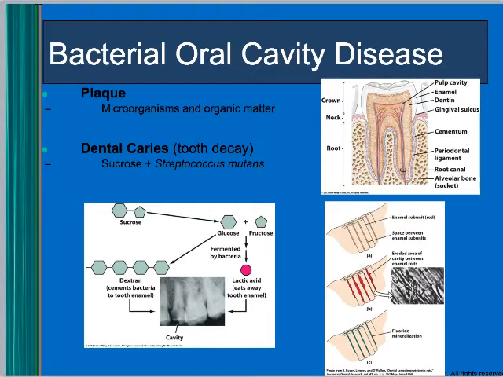We're going to start with talking about plaque. So basically, plaque is the microorganisms and the organic matter that stick to your teeth. You can look at the anatomy of a tooth, and the tooth is in the bone. It goes in the alveolar bone, in these sockets, and the teeth are held in there by periodontal ligaments and cementum. Okay, so the gingival sulcus is like the edge of the tooth.